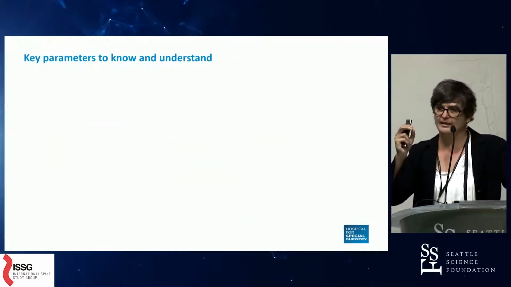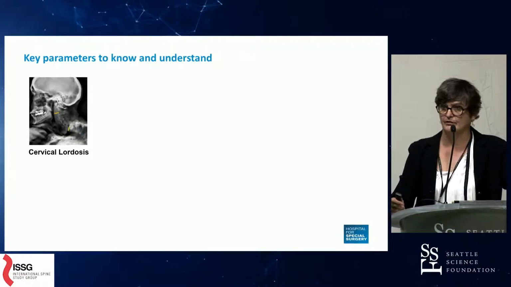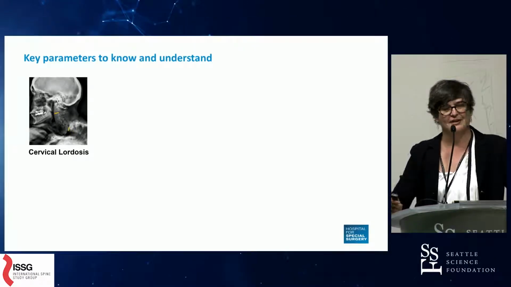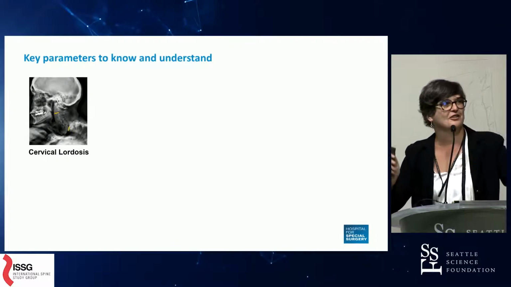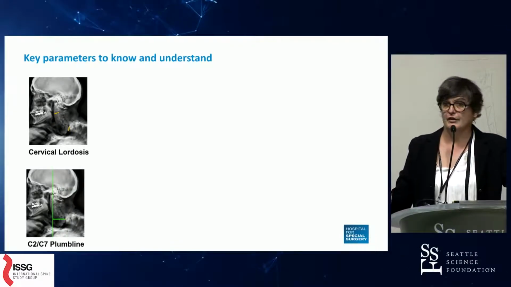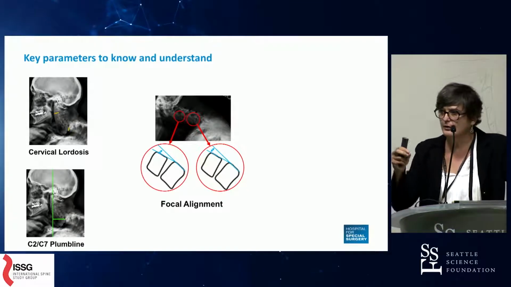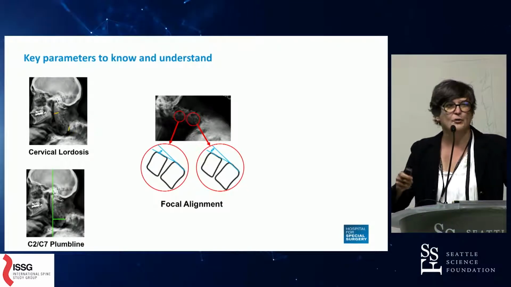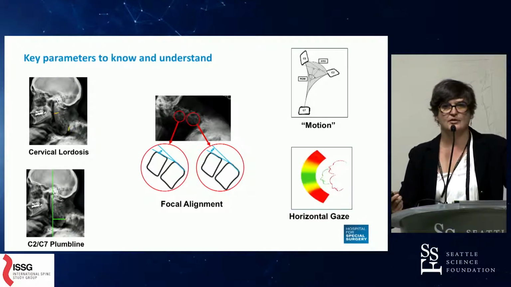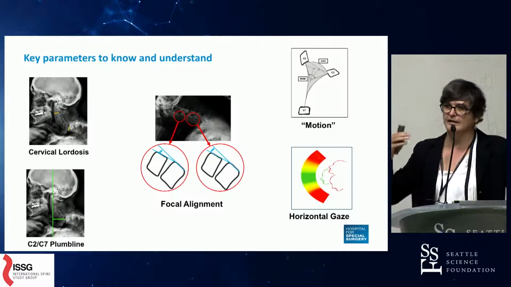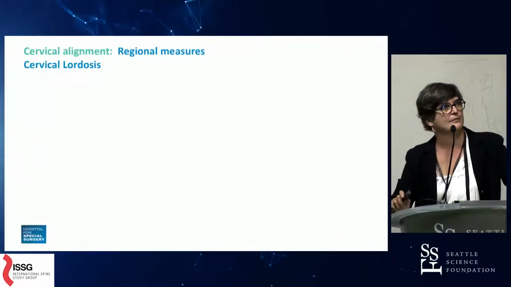The key ones that I think we need to understand are the cervical curvature, and on purpose, I know the slide says cervical lordosis, but I prefer the term cervical curvature, and you're going to understand why. Then the cervical plumb line, the focal alignment, so the focal kyphosis and the focal spondylolisthesis, the range of motion, and the horizontal gaze. Think about those more as concepts than as parameters by themselves.